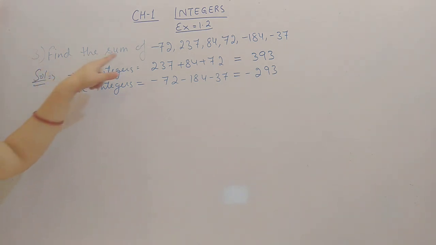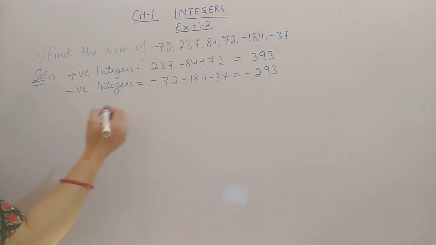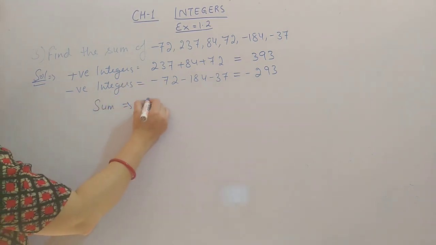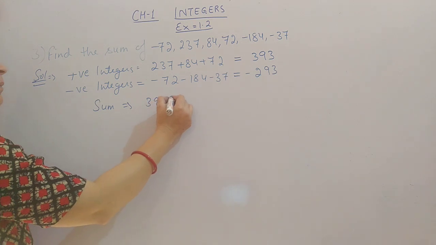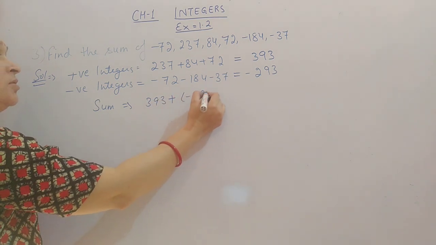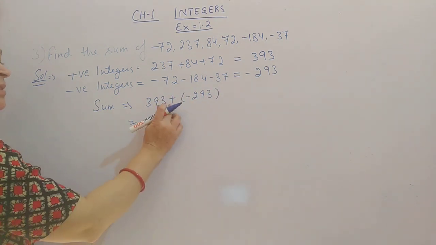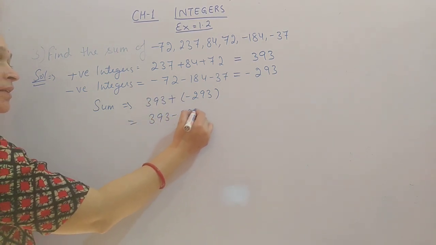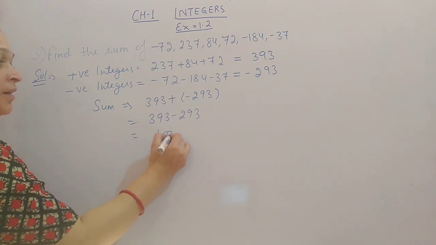And we have to find the sum of these two. Sum means we have to add all these numbers. So the sum will be 393 plus minus 293. This plus and minus will become minus. 393 minus 293. The answer will be 100.